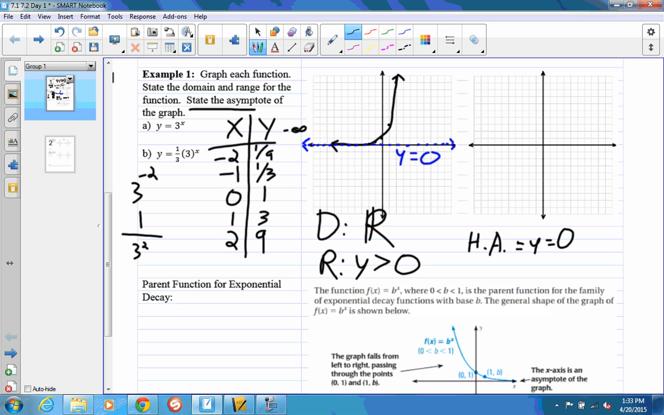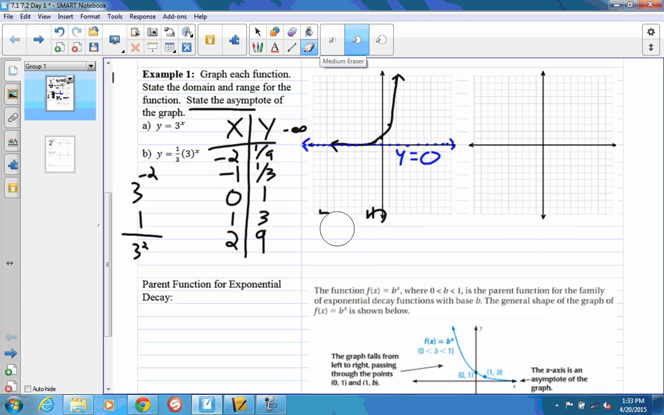We'll see how the asymptote can move up and down. We'll see that in later sections. So guys, all we're doing here, we're just plugging in values, solving, graphing. The big thing here is the asymptote, right? And domain and range. I'm going to be erasing this only because I need this space to work.